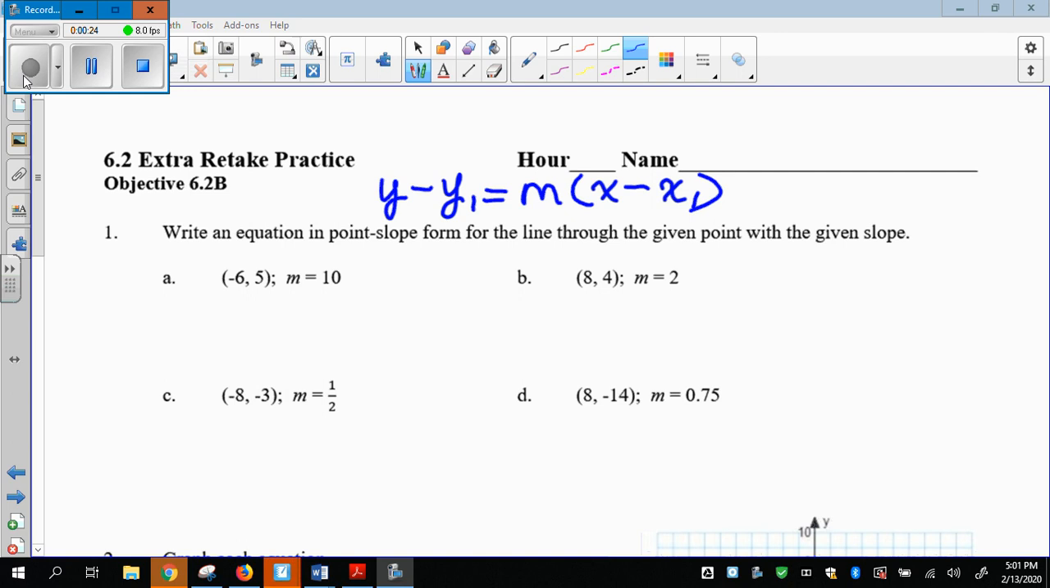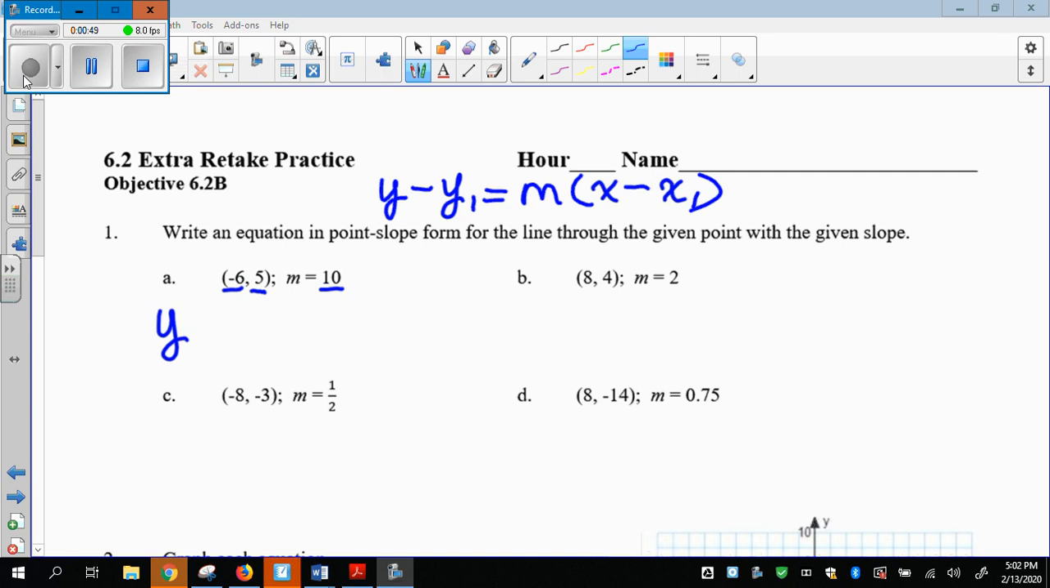Okay, now remember that you are going to keep the variables y and x and replace the other variables with numbers. So in this first problem here, my x sub 1 is -6, my y sub 1 is 5, and my slope is 10. So I'm just going to go ahead and substitute that right in.